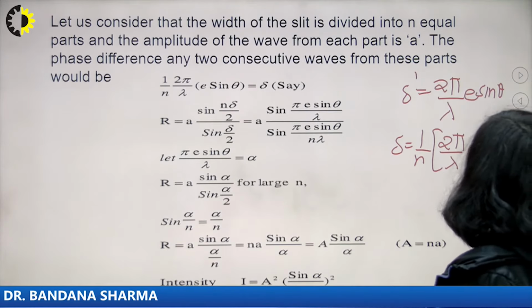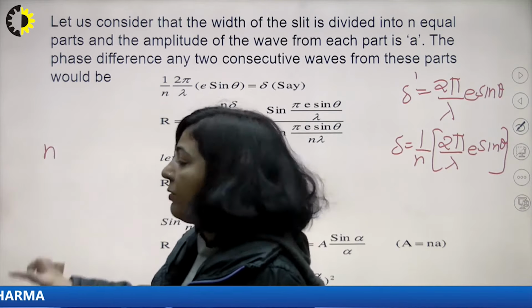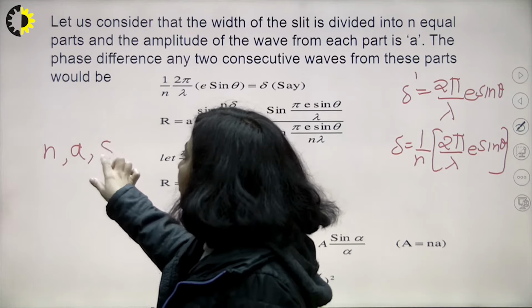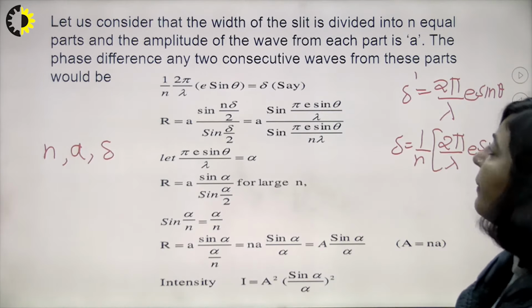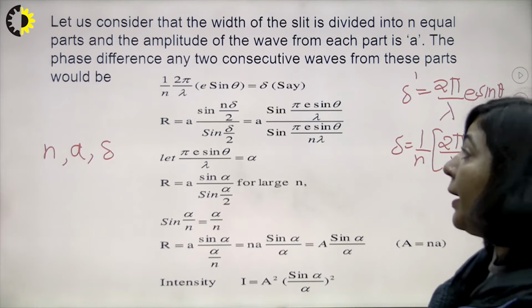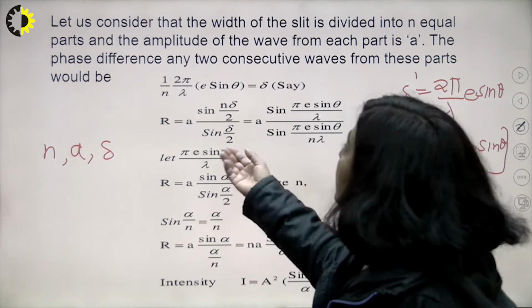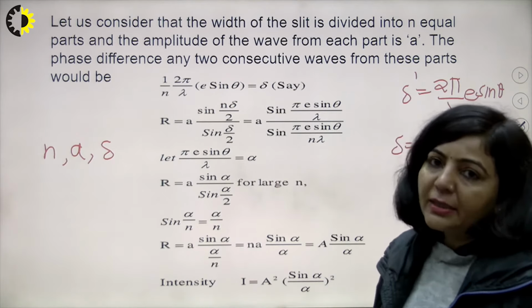So now you have n light rays, each of equal amplitude A, and the phase difference between successive light rays is delta, which is 1 upon n times 2 pi by lambda e sin theta. And you know the resultant of all these n light rays will be equal to this: R will be A sin(n delta by 2) upon sin(delta by 2).